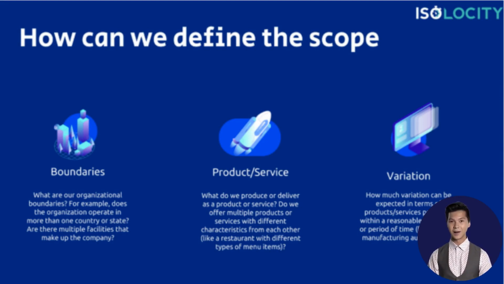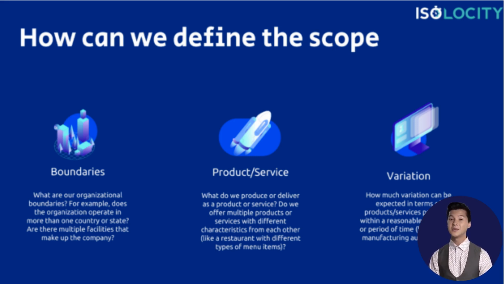Once you've defined your quality management system, it's time to define your scope. The scope is the boundary between what is considered part of the quality management system and what isn't. To define it, you need to look at three things. 1. Boundaries. What are our organizational boundaries? For example, does the organization operate in more than one country or state? Are there multiple facilities that make up the company?